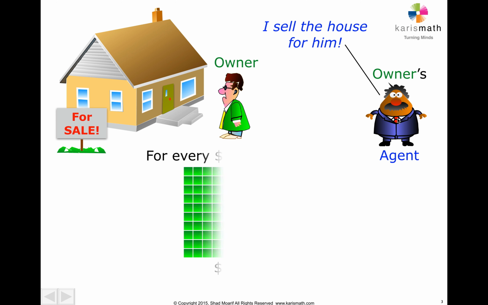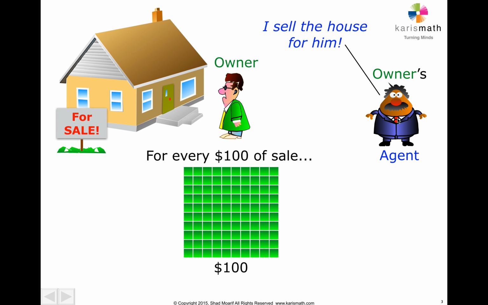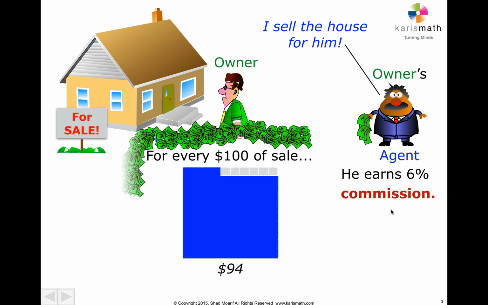Now, I do that for a price. It means for every $100 of sale, I get $6. That means $6 he receives for every $100 worth of sale. That's basically saying he earns 6% commission. That's the word commission. So what he earns as a percentage of the sale is called the commission. So he earns 6% commission.